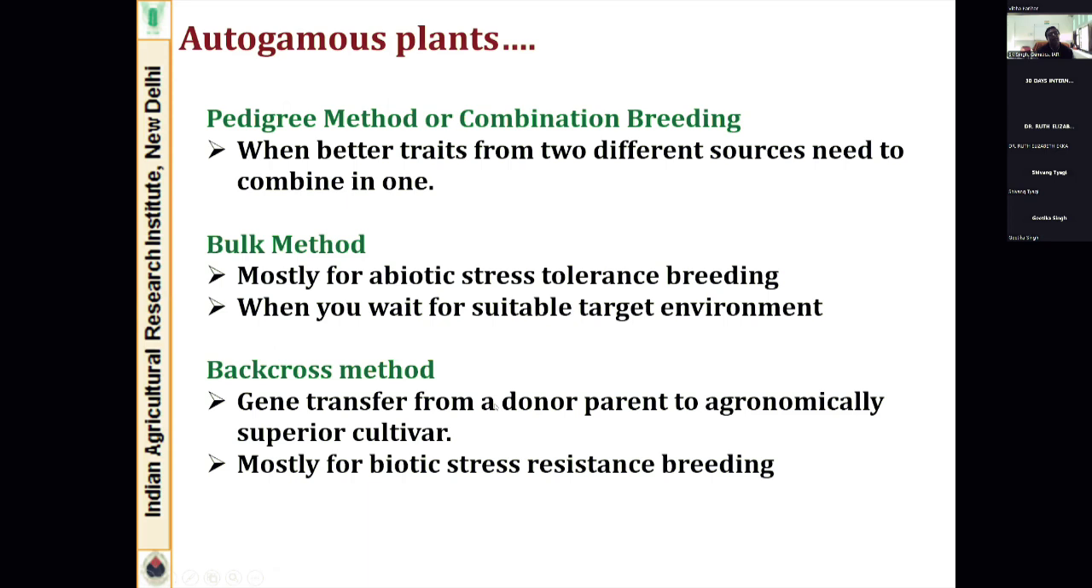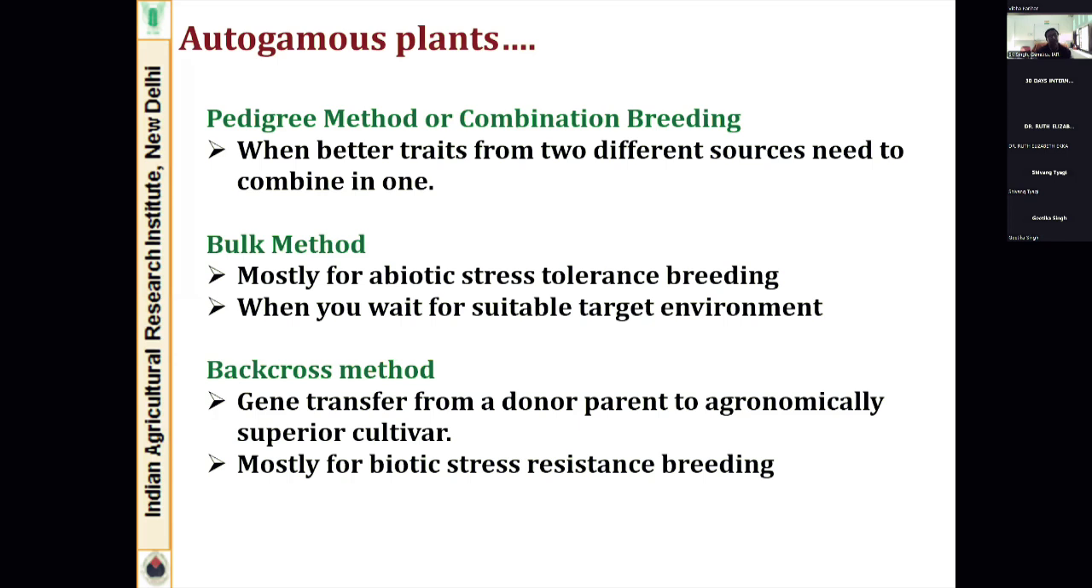In this, the pedigree method is also known as combination breeding, used when better traits from two different sources need to be combined in one genotype. So we use the pedigree method. The bulk method is mostly used for abiotic stress tolerance breeding, when we wait for a suitable target environment to commence and expose the breeding material to that targeted environment.